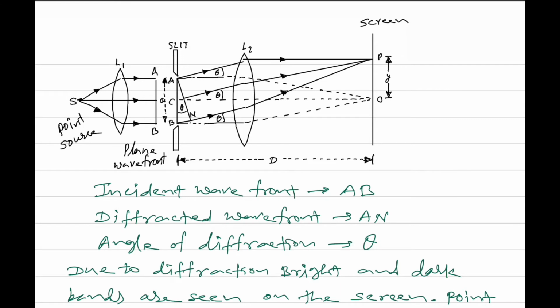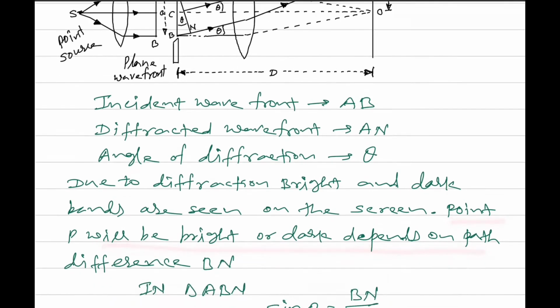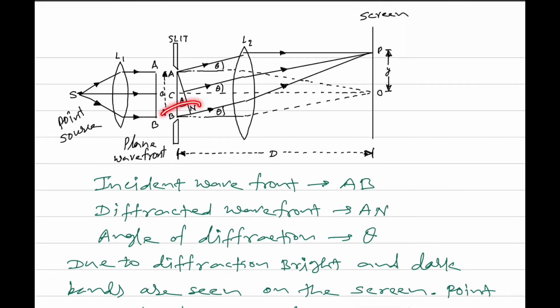That point P is bright or dark, that we will understand in the remaining section of this lesson, under what condition this point P is bright and under what condition this point P is the position of a dark band. You can see the incident wavefront is AB, and the diffracted wavefront is AN. The angle of diffraction is theta. Due to diffraction, bright and dark bands are seen on the screen. Point P will be bright or dark depending on the path difference BN. So ultimately everything depends on this BN.